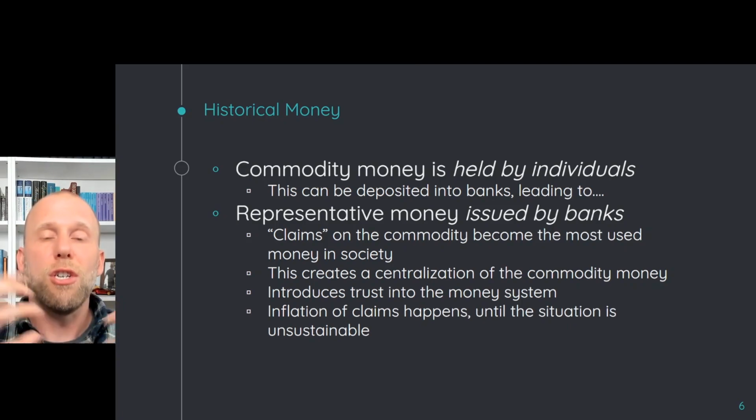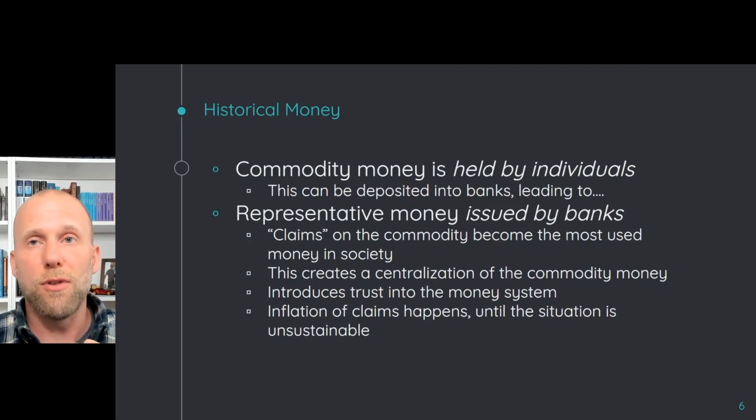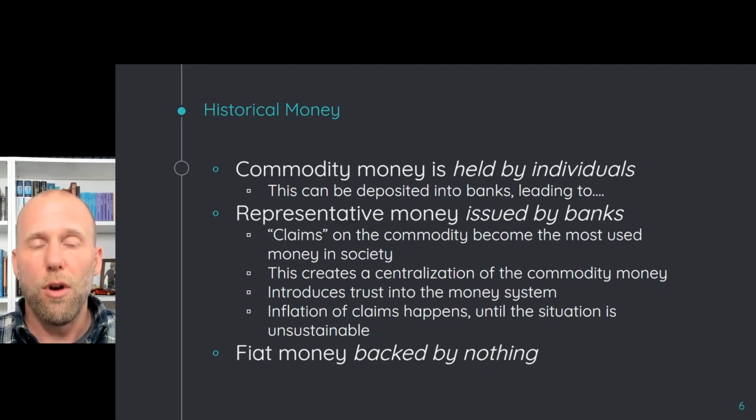But the inflation of claims can happen because remember, now banknotes are the money, and so people are getting paid in these banknotes. Banks can start to have a fractional reserve system where they issue more banknotes than what they have gold on hand and on reserve, and the inflation can just grow and get out of control until the situation is unsustainable, and then the bank says, no more redemptions of money, just use the money as currency in society, that's all you need. But now it's fiat money. It's not backed by anything. You can't go redeem it for a commodity money. And that's the process that's walked through.